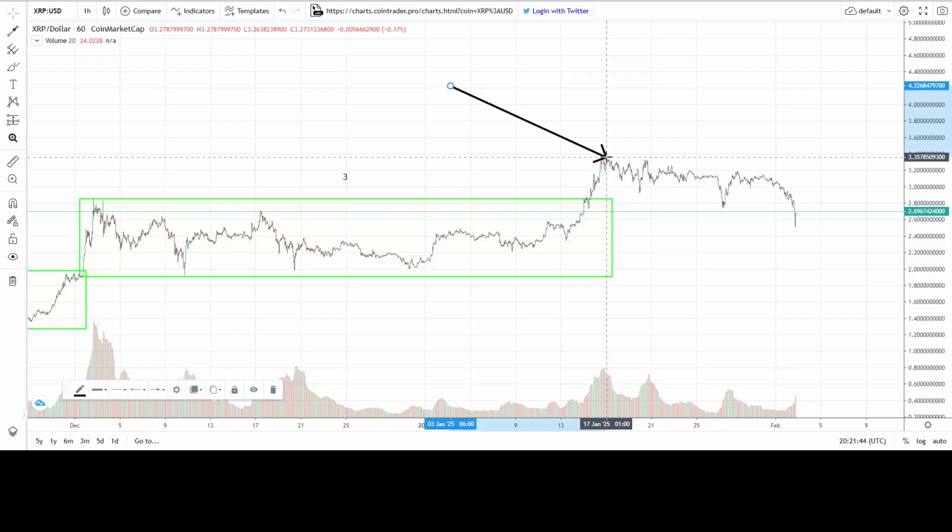I'm going to throw out the case why I believe this could potentially be the peak. I'll also throw out why I believe that this may not be the peak.